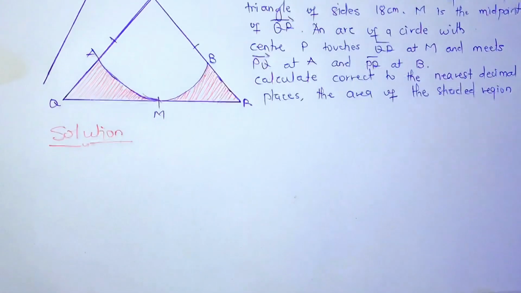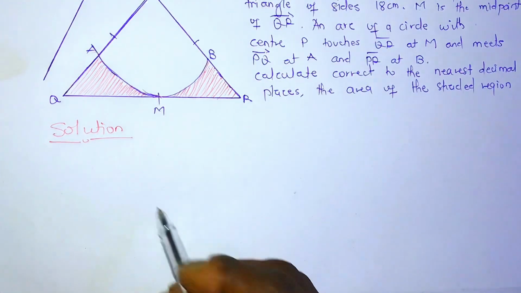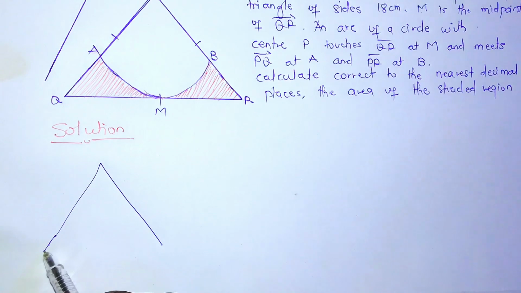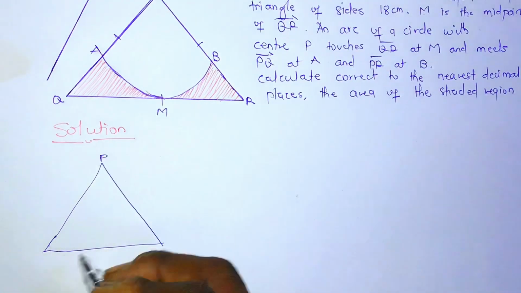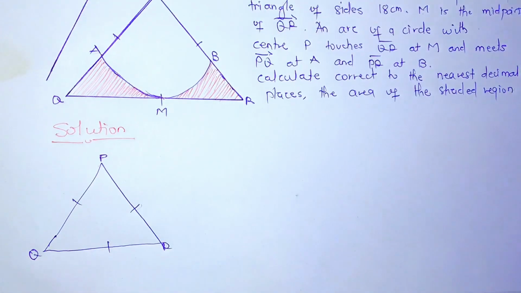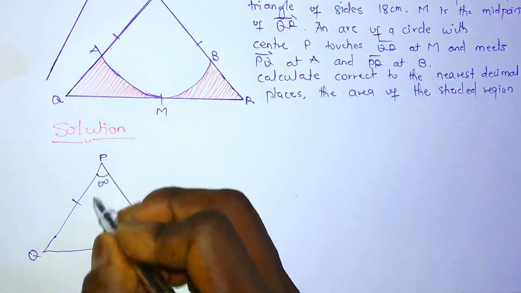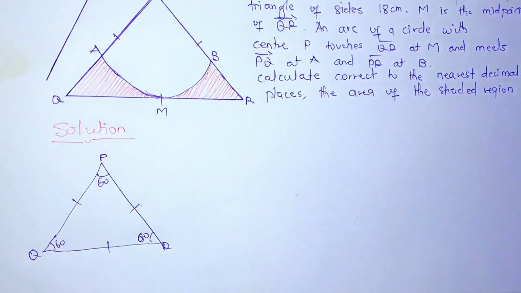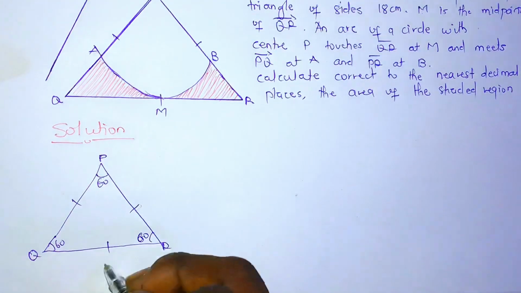So let me redraw the diagram. So just a sketch. It says that this triangle PQR is an equilateral triangle. So it means all the sides are equal. Now, if all the sides of an equilateral triangle are equal, it means that all the angles are also equal. So 60, 60, 60, making 180. Now M is the midpoint, so M is here.